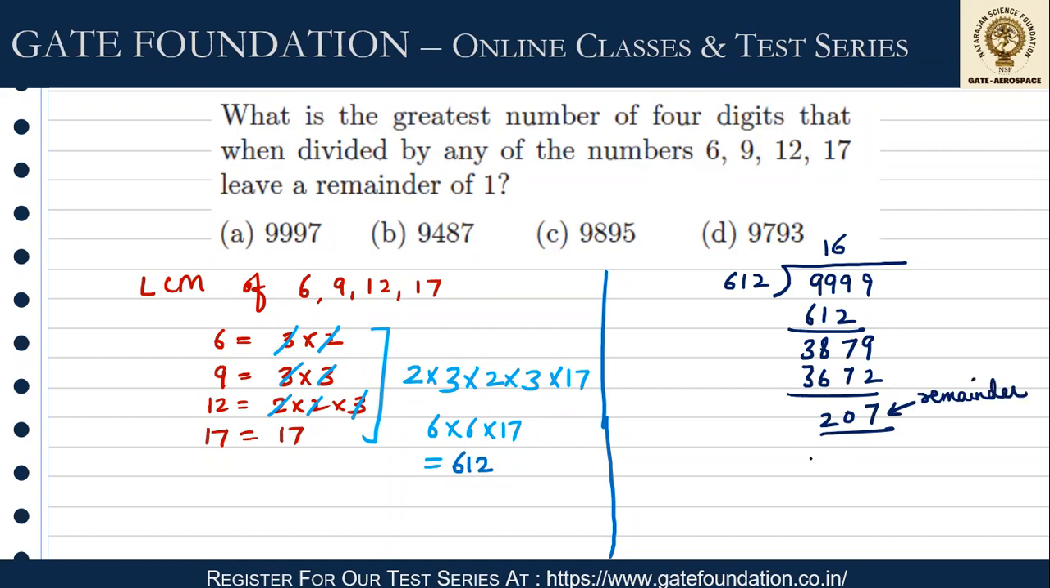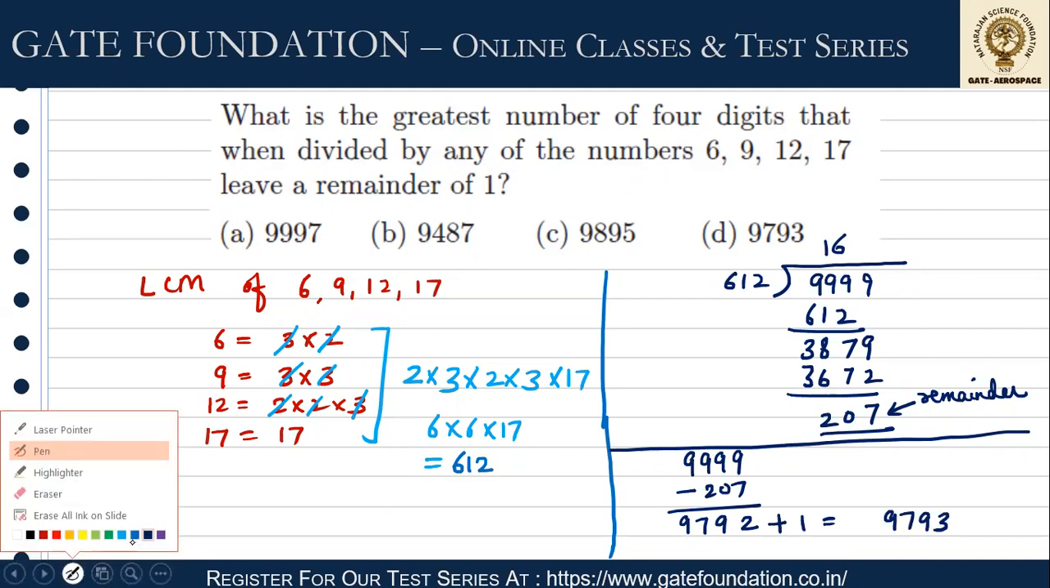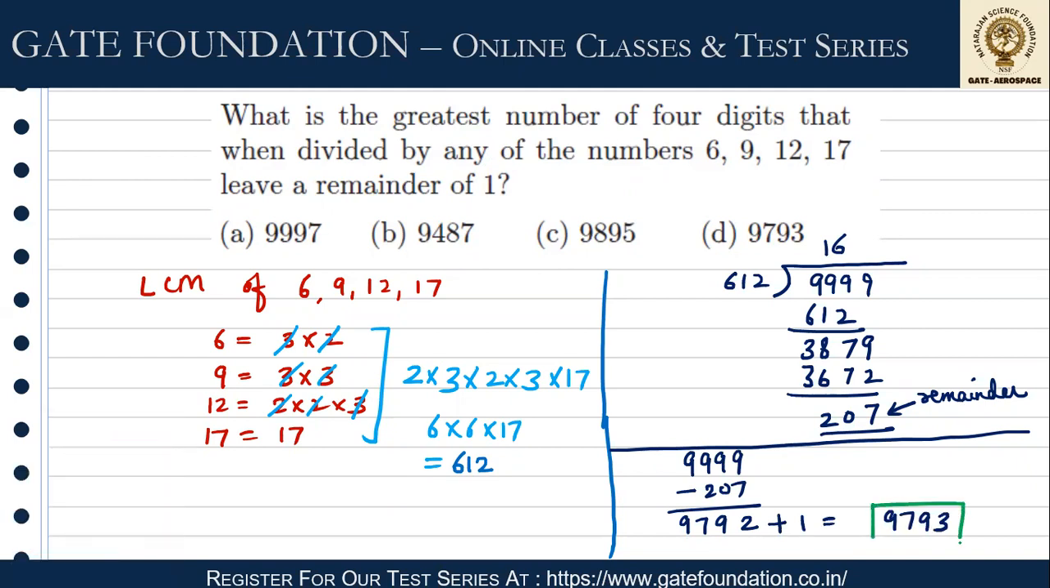This remainder I'll be subtracting from 9999. So 9999 minus 207 gives 9792. Now this is the number which is divisible by all of 6, 9, 12, and 17, the greatest number of 4 digits. But I need a remainder of 1 when I'm dividing it, so I'll be adding 1 to it. So I'll get 9793 as my final answer. This is your final answer, 9793.